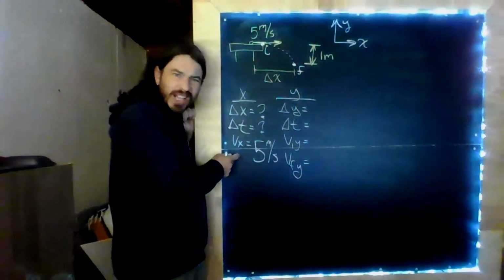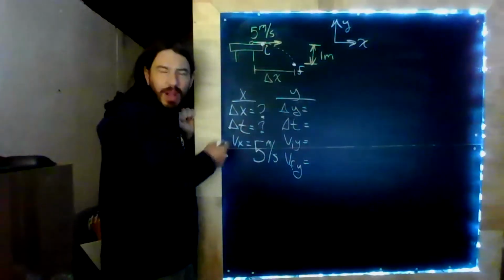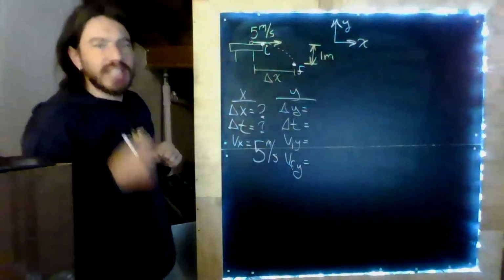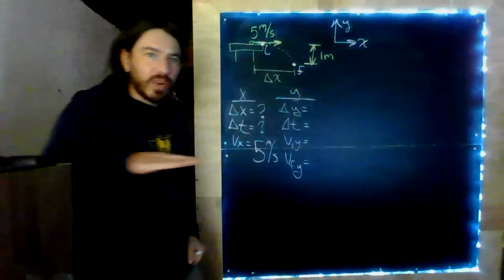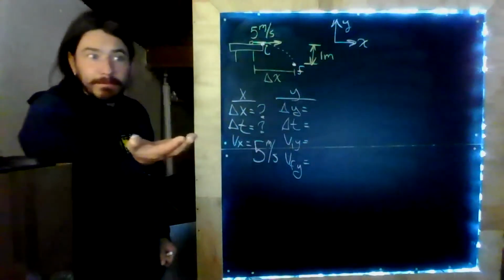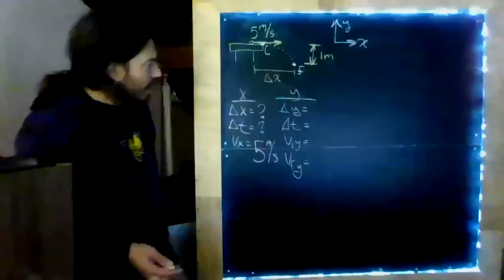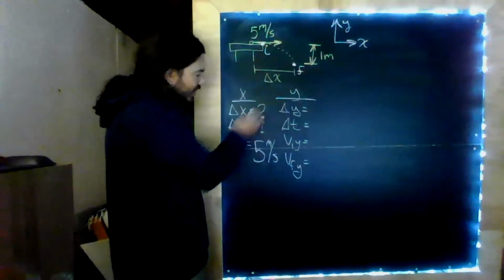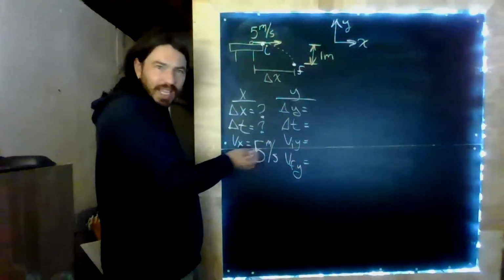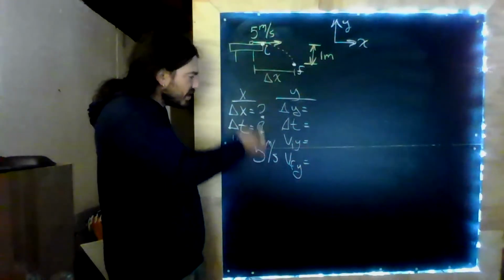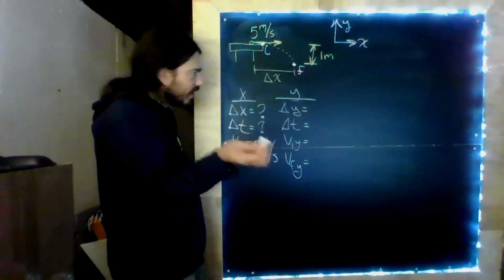How do we know that's not in the y direction? Well, because the problem states that it is a horizontal tabletop. So if the coin is moving horizontally, then it's only got a velocity in the x direction. Moving on. Notice we've only got one of these, right? And, of course, we cannot solve for the other two if we only have one, right?